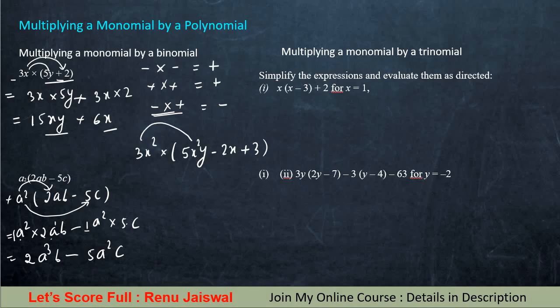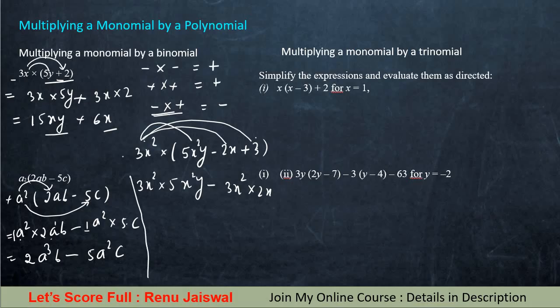Again you have to distribute this number to all of them, here, then here and then here. So what will happen? 3x square into 5x square y, again plus minus will give you minus. 3x square into 2x, then 3x square into 3. I'll write here. So plus and plus, same sign will give you plus 3x square into 3.